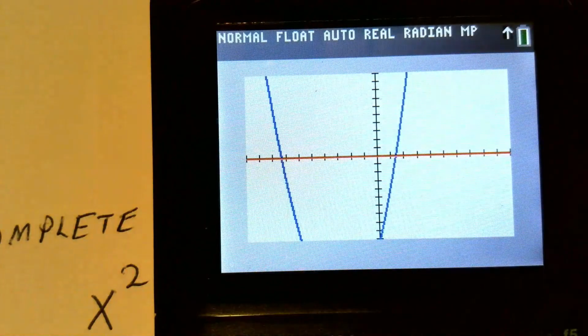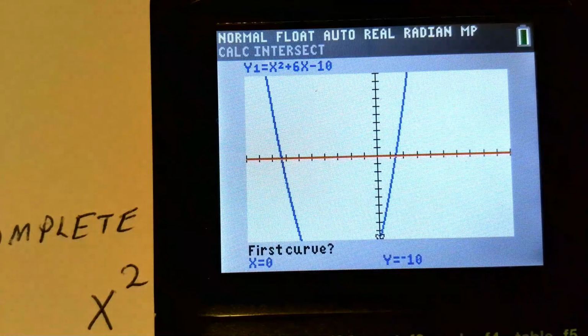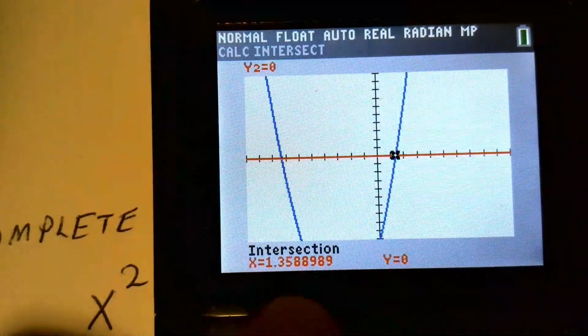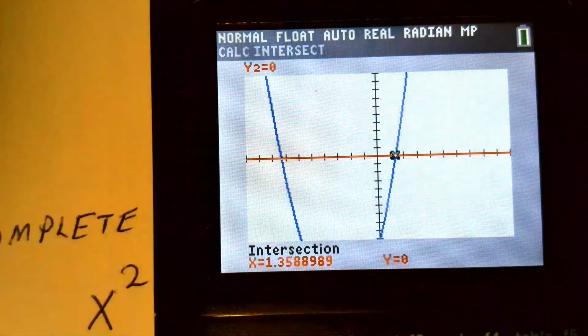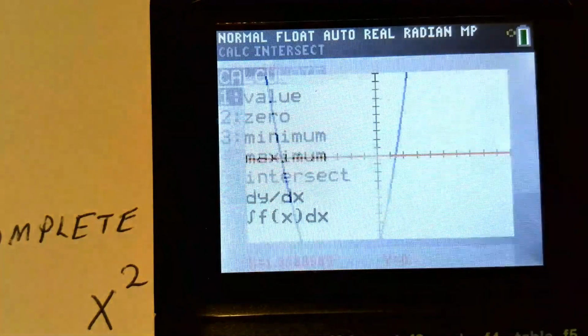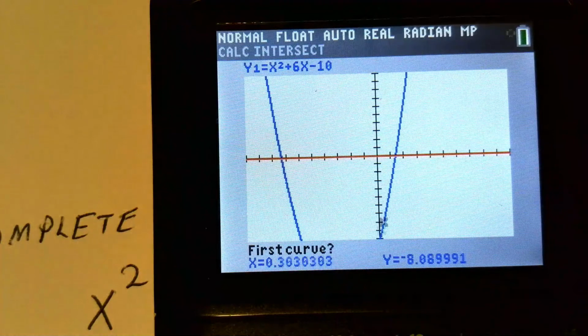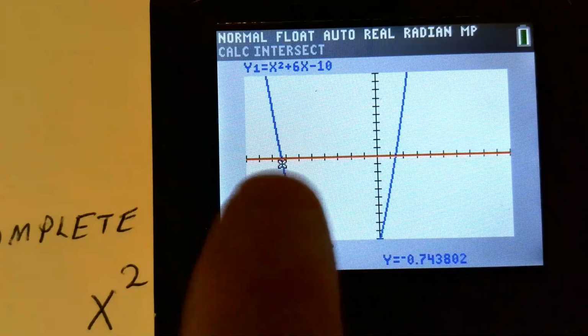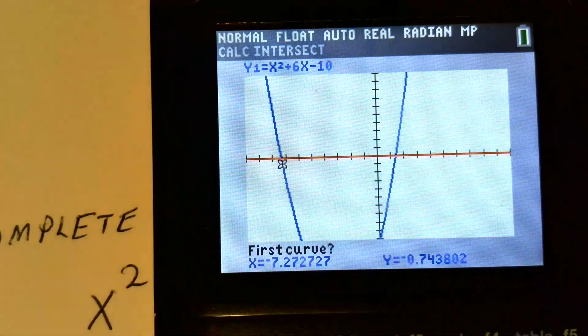And now I'm going to go second trace, number 5 intersection, enter, enter, enter. And you can see one of those solutions right there is my 1.358. You can see that. And then second trace, number 5 intersection. Remember, move your cursor closer to the other point, because it's going to find whichever one's the closest to your cursor when you do it.